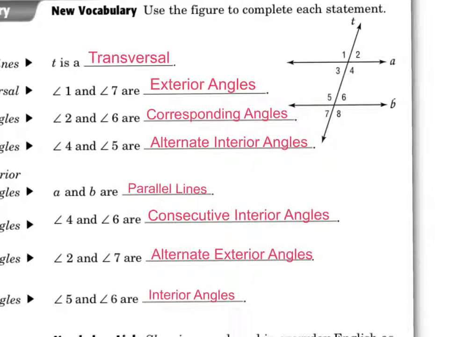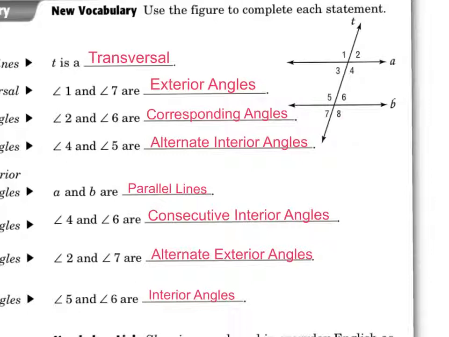Everything that I could ask you from this section would just be like, what would the corresponding angle for 4 be? And you'd have to go, okay, that'd be 8. Or name the alternate exterior angle for 1. Okay, that'd be 1 and 8.